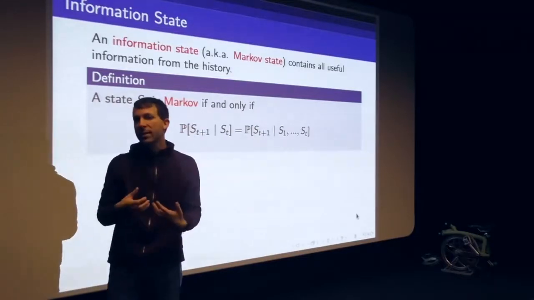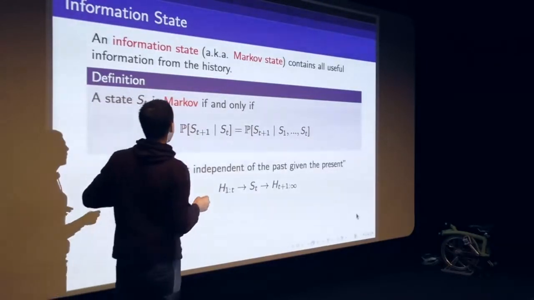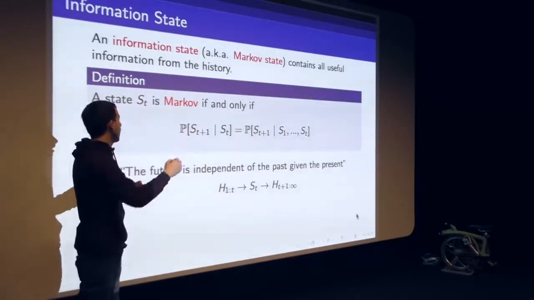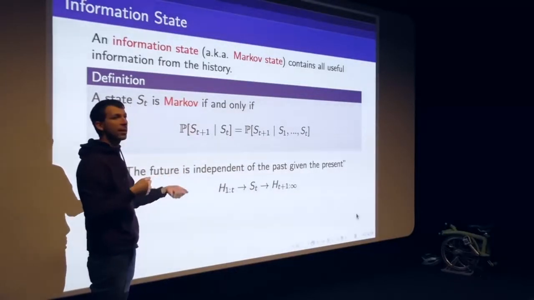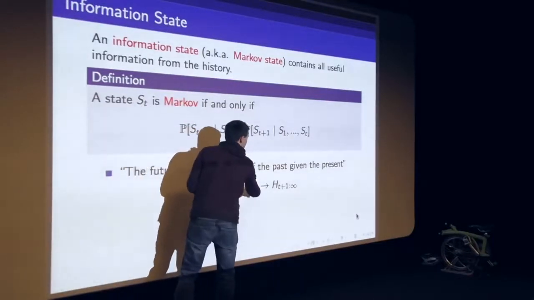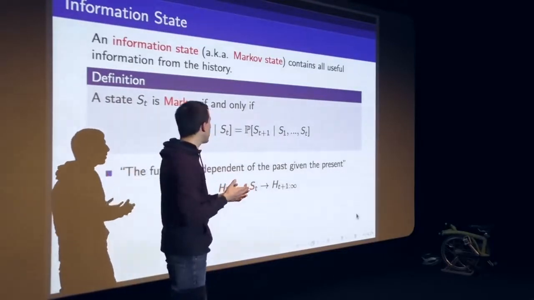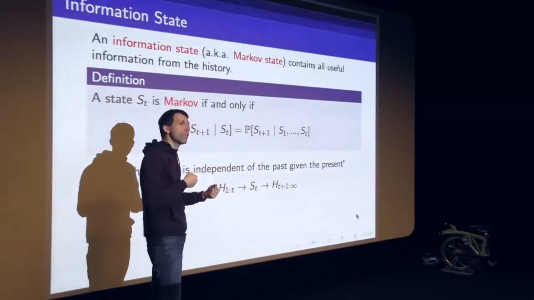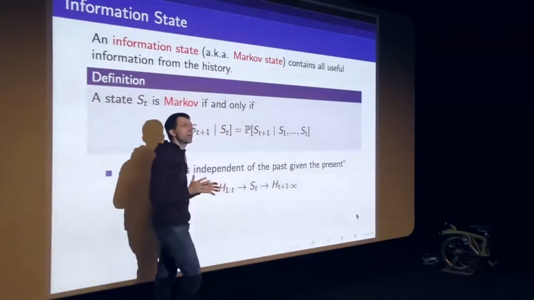So let's try and understand what that really means. I like to think of it this way: if you have the Markov property, then the future is independent of the past given the present. In other words, you only need to store this S_t here. If you've got this state representation S and it's Markov, you can throw away the whole rest of the history. You don't need it, because that history doesn't give you any more information about what will happen in the future than the state that you have. That's what the Markov property means.